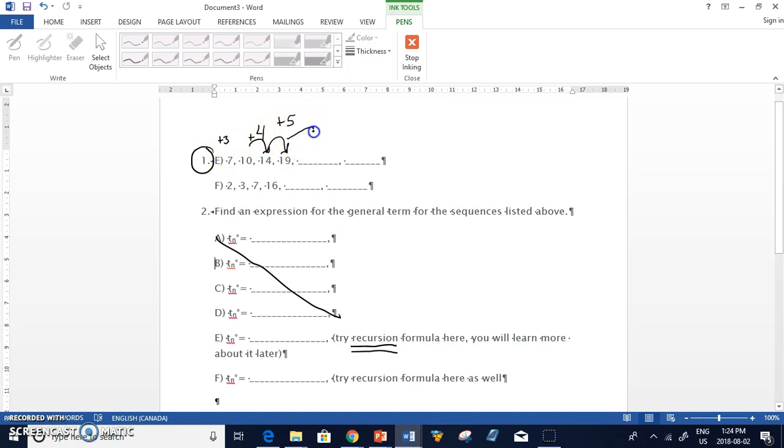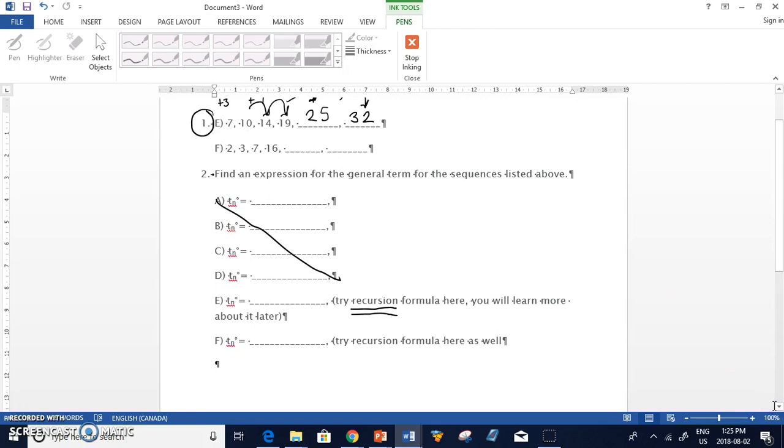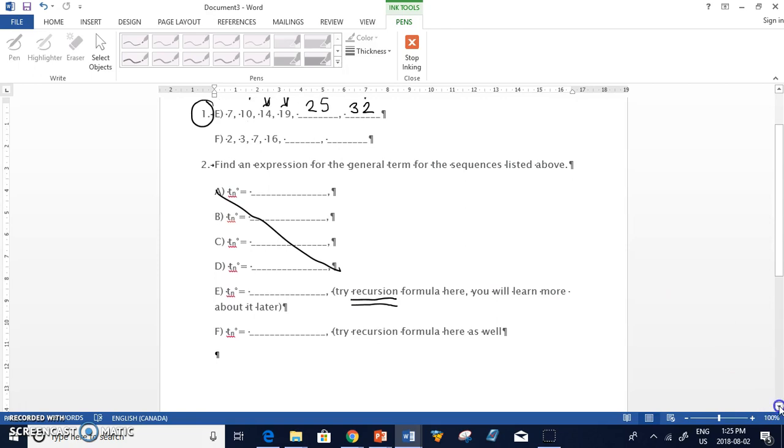So I think it's fair to say that most of us would be able to say, okay, each time we're adding one more, right? So our next one will be plus 6. So 19 plus 6 will be 25. And then our next one where we added 6, this time we're going to add 7. And so we'll have 25 plus 7 will be 32. Okay? And that's fine for getting the values. But question 2 asks us to find a recursion formula.